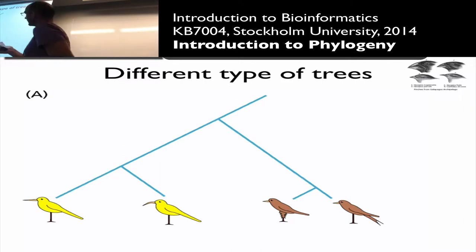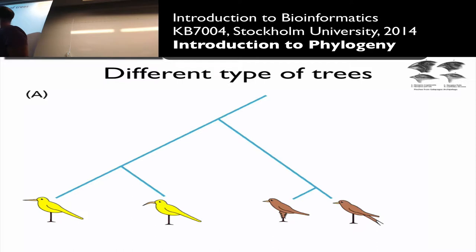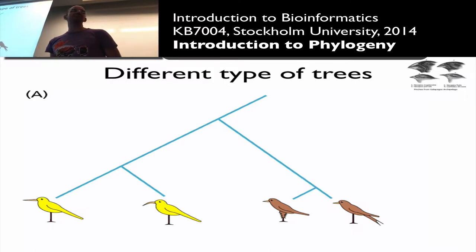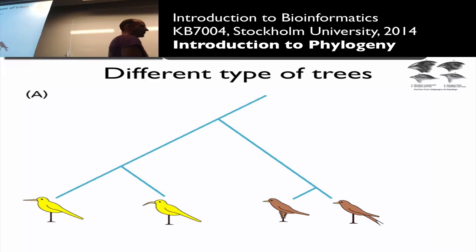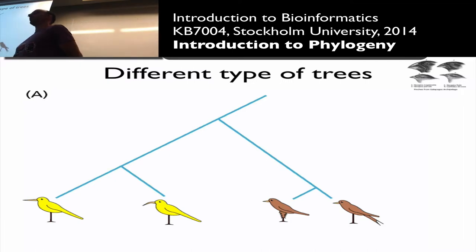But what does this tree really mean? Of course, it means that these two are quite close to each other, and these two are closer to each other than these two, and you notice that these branches are shorter, so that means they are closer to each other. So somehow you would expect this to determine some kind of time or distance. How many changes have happened? Or how long ago was it that these two separated?